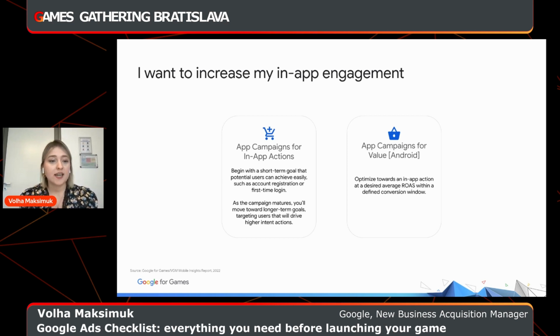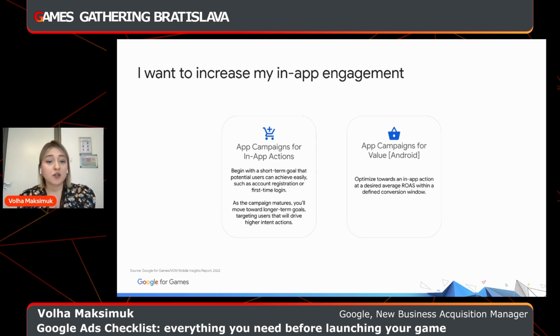If we will be talking about increasing in-app engagement, then in this case, you can take a look at app campaigns for in-app actions and app campaigns for value for Android. So when it comes for app campaigns for action, you will basically use the algorithm to optimize towards users that are completing some predefined or custom in-app actions. We usually recommend a funnel approach where you start with something rather broad, like, again, for example, opening the app or registering in the app or starting a tutorial, and then just moving further along this funnel up to the actions and events within your app that are actually bringing you revenue, like, for example, in-app purchase of something.